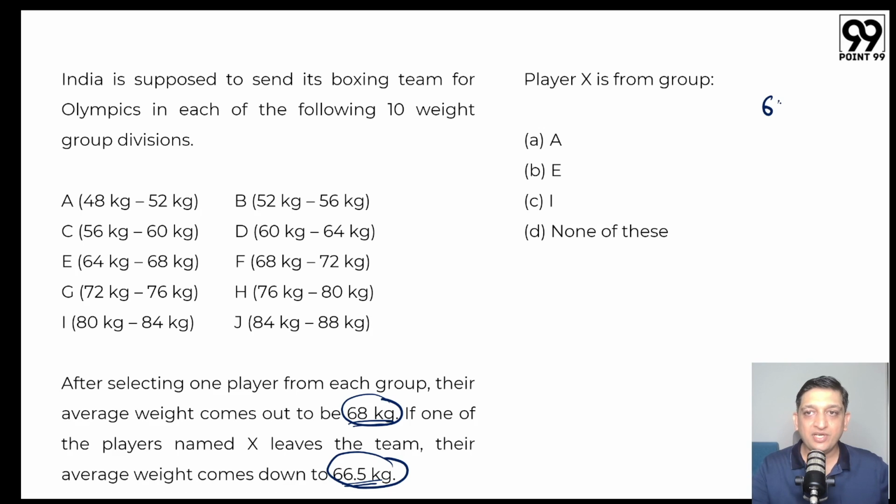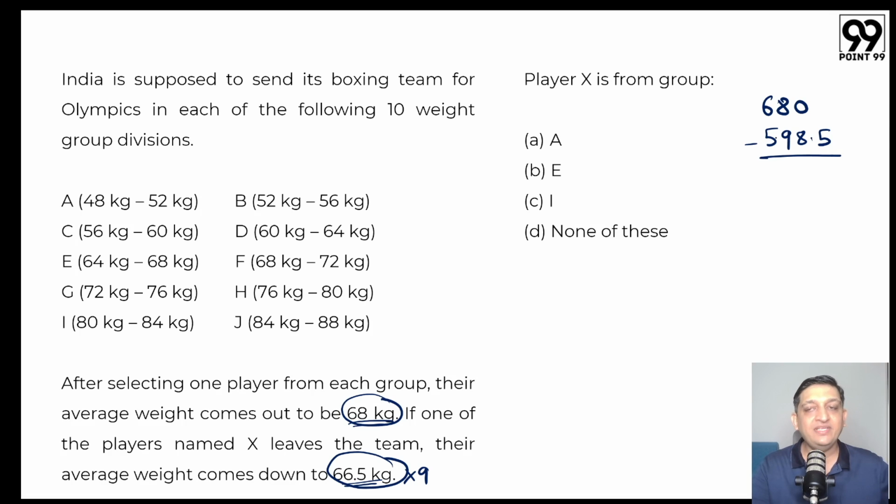So the total is going to be 68 into 10, that is 680. And what is going to be the total weight of the 9 people who are left after X has left the team? It's going to be 9 into 66.5. So 5 into 9 is 45, 4 will be as it is. 9 sixes are 54 plus 4, that is 58. And 9 sixes are 54 plus 5, that is 59. So I am going to get 598.5.